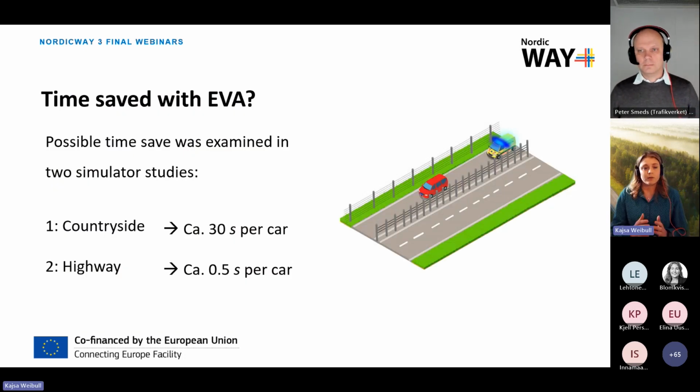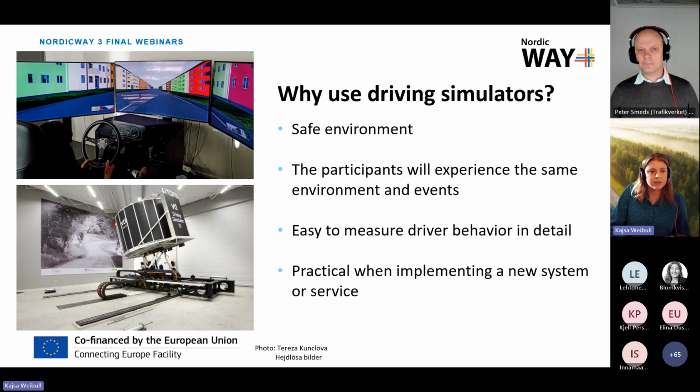So I will now explain two different simulations that we did in the NordicWay 3 project, where we tried to see what kind of time could be saved with using the EVA system. We had one very difficult situation where the drivers had to move over and one very easy one. First of all, we had a countryside driving simulator experiment, where we had this kind of simulator, more or less.